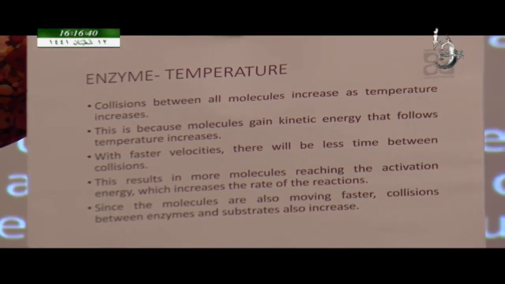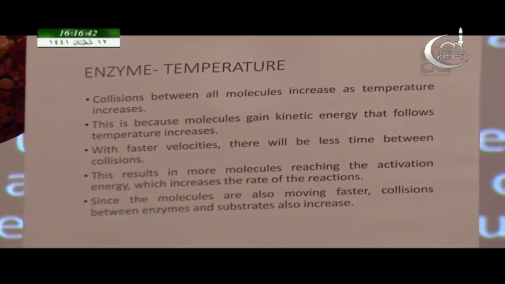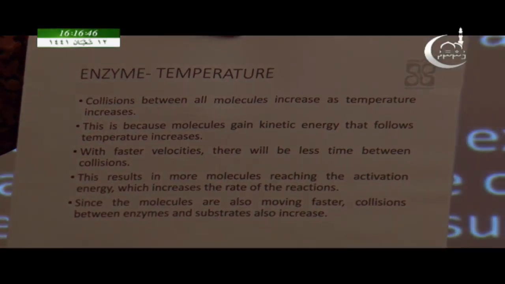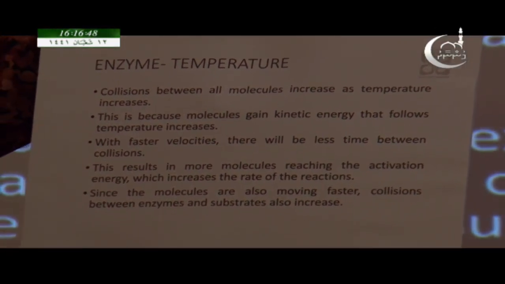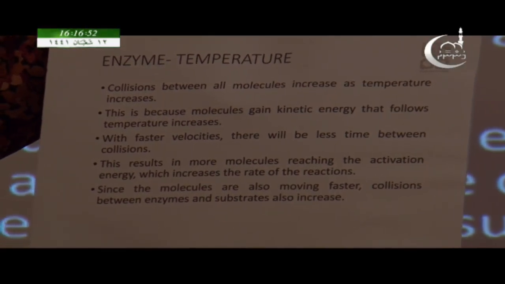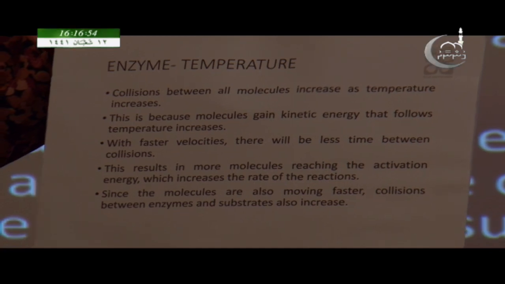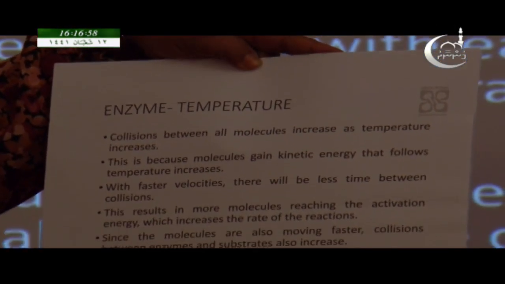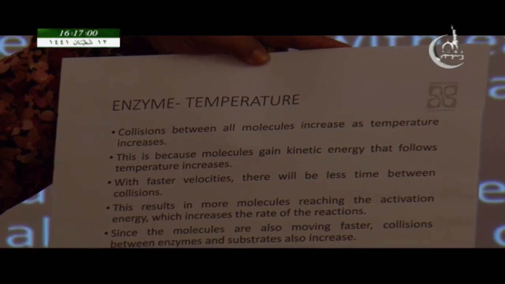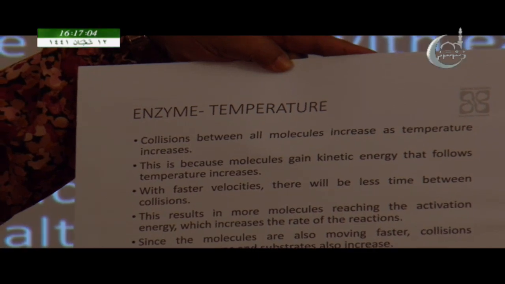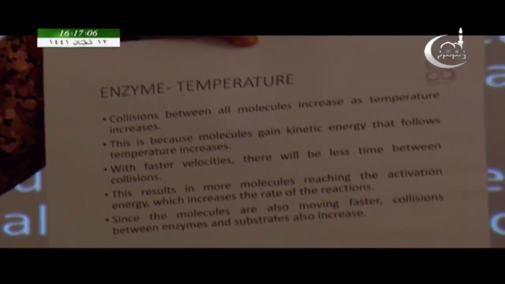So, we talk about enzymes. Collisions between the molecules increase as temperature increases, that is number 1. This is because molecules gain kinetic energy. With faster velocities, there will be less time between the collisions. The result is more molecules reach the activation energy, which increases the rate of reaction. Since the molecules are also moving faster, collisions between enzymes and substrate also increase until it reaches its optimum.